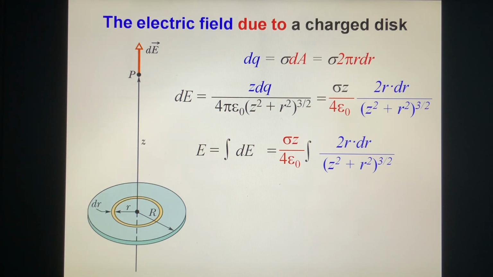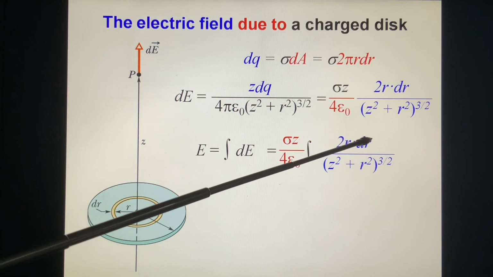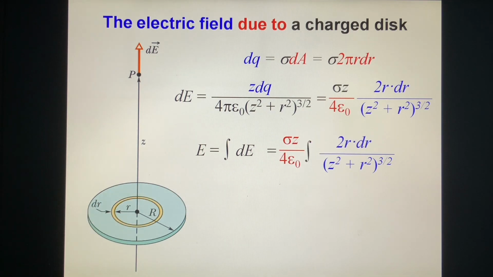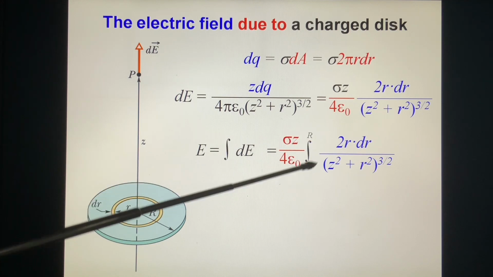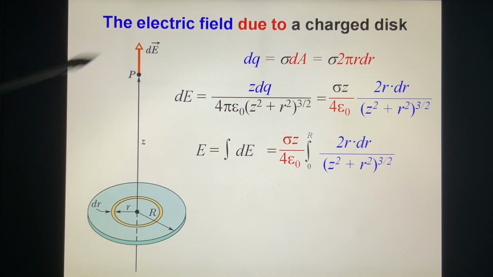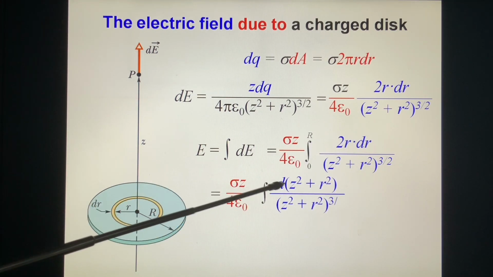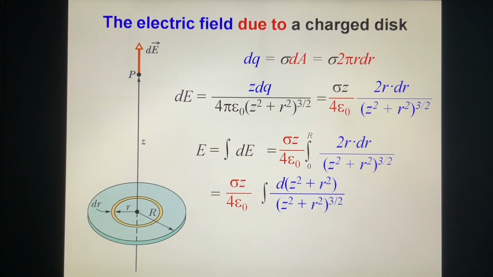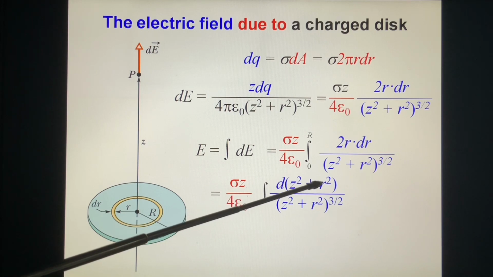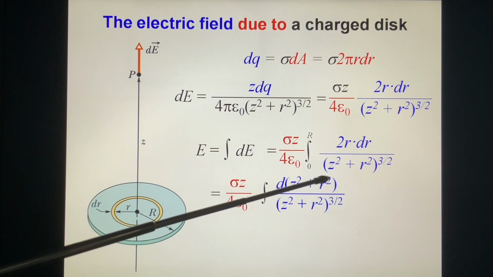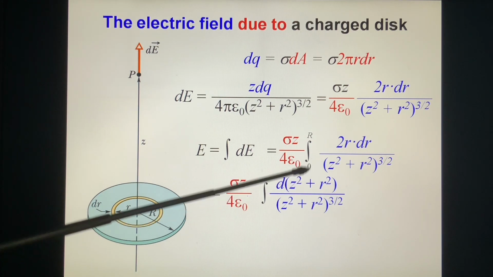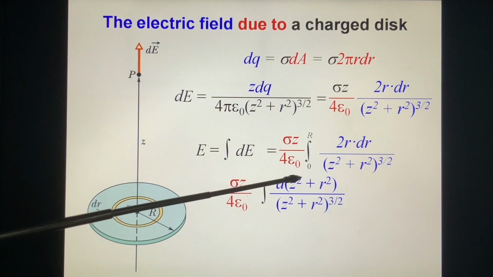This integration is not hard, it's easy. You see, 2r dr is equal to d(r squared). The radius r goes from very small, 0, up to capital R. This is the range of r. When we do this integration, we rewrite 2r dr as d(r squared). Why? Because d(r squared) gives you 2r dr. And z is a constant, so d of the constant is 0.